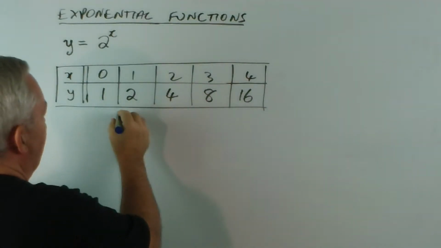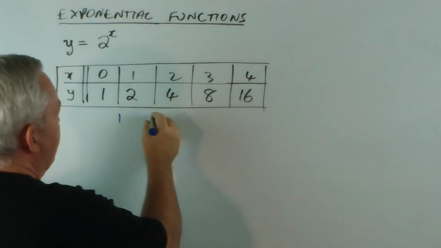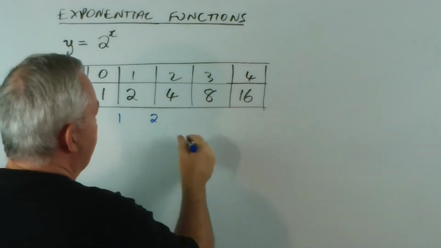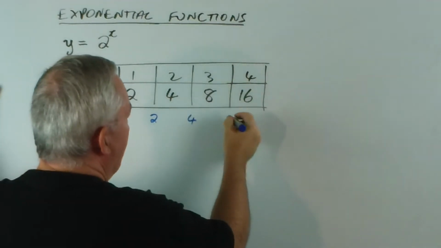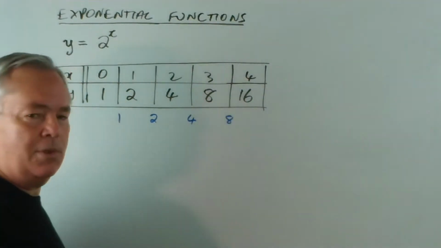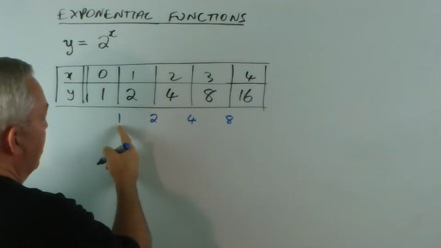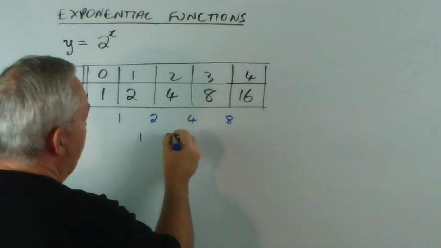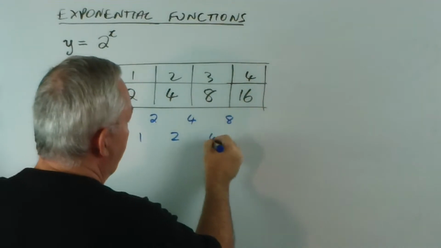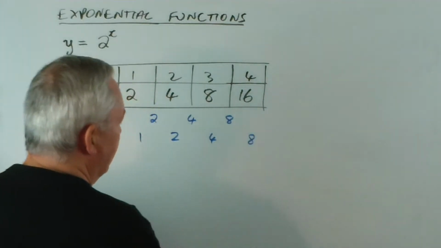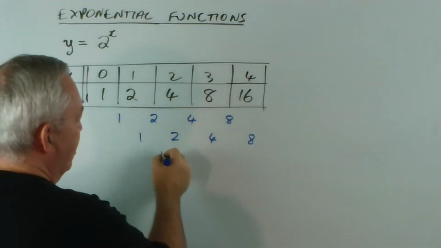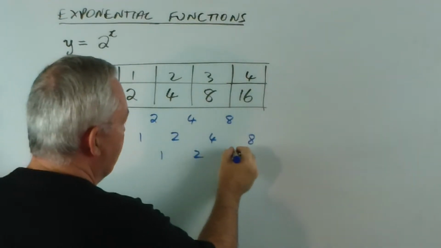The gap here is 1. The gap here is 2. The gap here is 4. The gap here is 8. It's interesting. What are the gaps? The gap here is 1, the gap here is 2, the gap here is 4, the next one will be 8. If we look at the gaps, I think you can see what's happening, can't you?